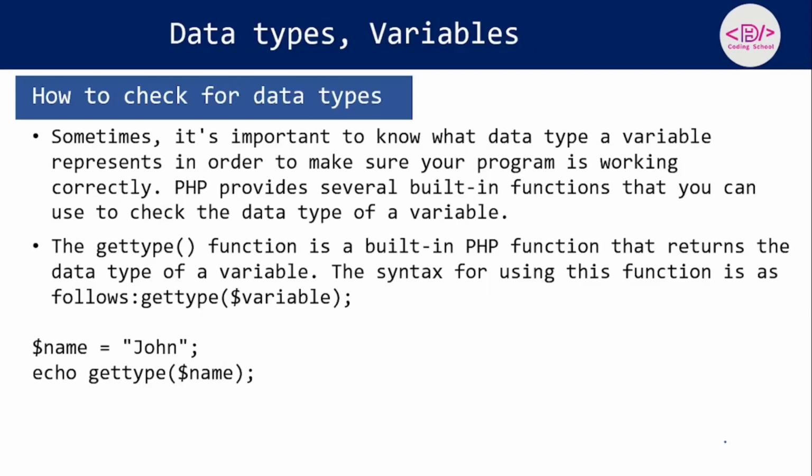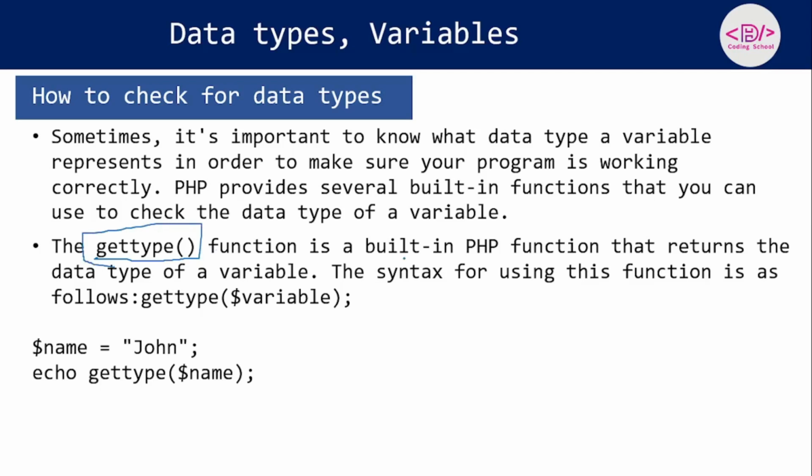Having seen that we can store different data types in variables, at this point we can check how we know the type, or how do I know which type of data is stored in a given variable. Sometimes it is important to know what type a variable represents in order to make sure your program is working correctly. So PHP provides several built-in functions that can help you check the data type of a variable, and one of them is called gettype.